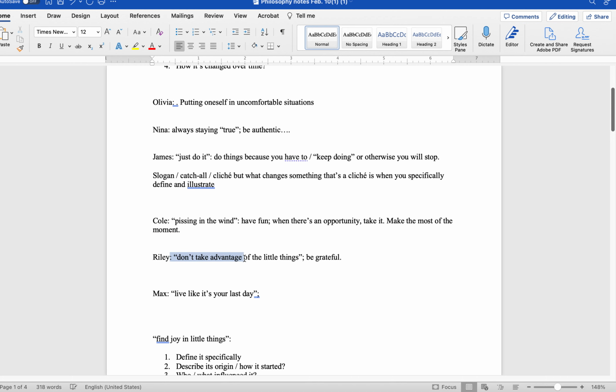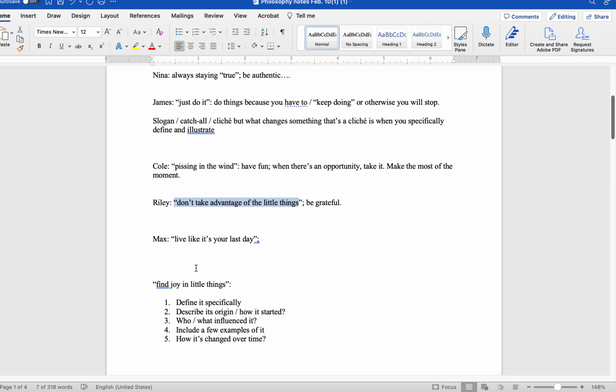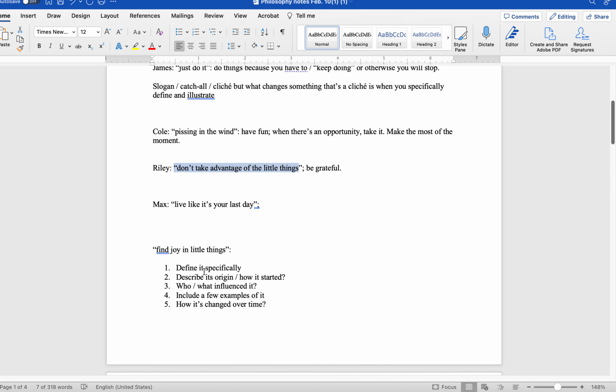Riley had this: don't take advantage of the little things. Be grateful for the little things. How is that important, right? And then we looked at find joy in the little things. I wanted Riley to define it specifically. How did it start?